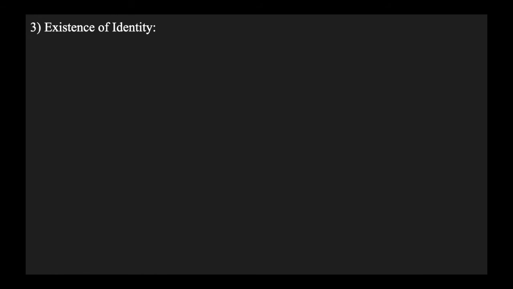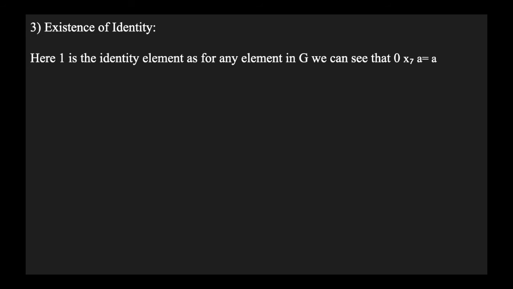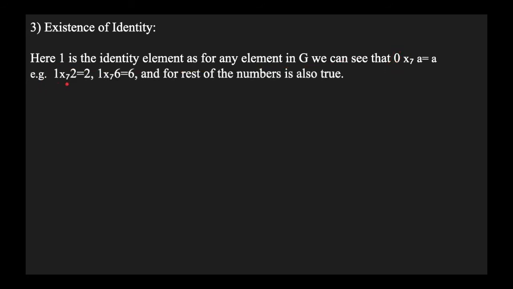Next, existence of identity. Here what will be the identity? In the previous example 0 was the identity. Now here 1 is the identity element for any element. Please correct it, it is 1, as 1 ×7 2 equals 2. Now 1 multiplication modulo 7 with 6 equals 6, and you can check for the rest of the numbers, everything will be true. Hence 1 is the identity element.